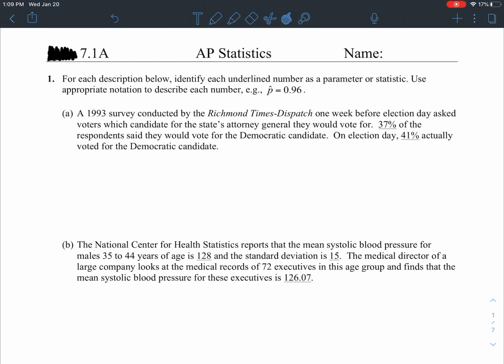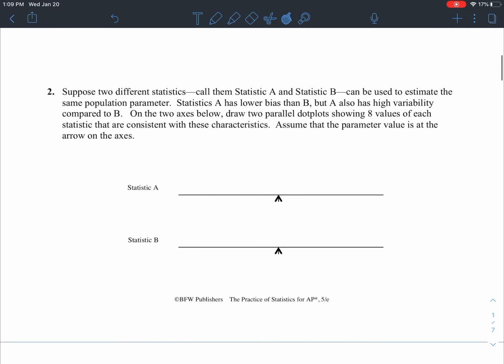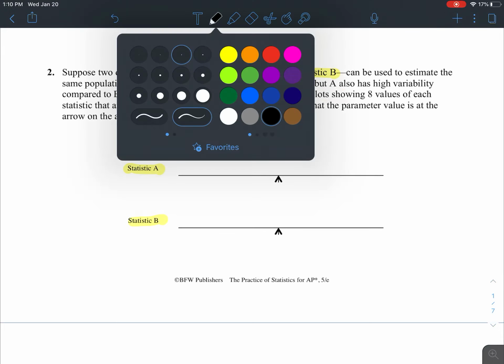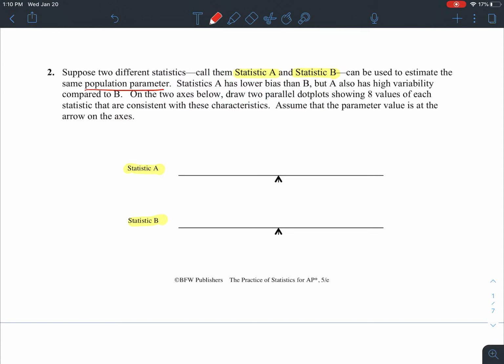Okay, one question that you had was in the review packet on section 7.1 A here, number 2. It mentions supposing that two different statistics, we're calling one statistic A and one statistic B, are used to try to estimate a population parameter. So in other words, we could be talking about means, we could be talking about proportions. I'm just going to go ahead and use means for this example.